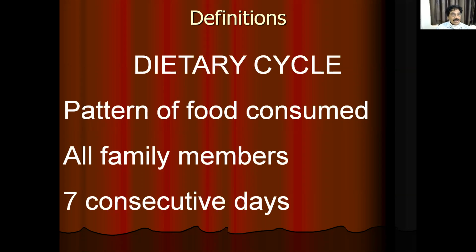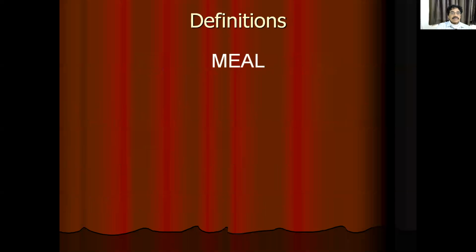You have to go to the family, take every day's consumption for 7 days, and then make an average of all those things. You get the correct picture of what they are eating. So that 7 days' food intake is called the dietary cycle, and it is presumed that in a week's time the changing pattern of the foods can be known to all of us. So dietary cycle is one more definition that we have.